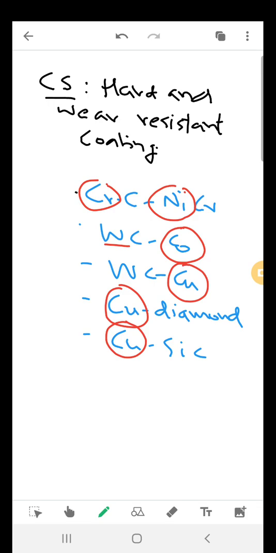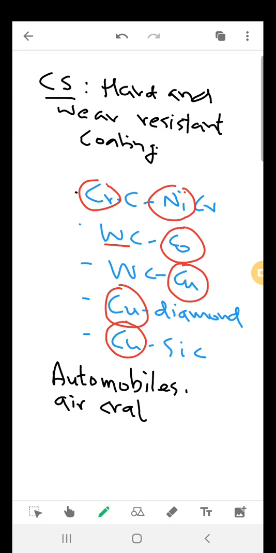As we discussed in our previous class, the metal part is the part which gets plastically deformed and causes the adherence of the coating with the substrate. So you need to have a metal part when you are depositing coatings by cold spray. The applications of these cold spray coatings are in automobiles, in aircraft, and in repair of turbine parts.